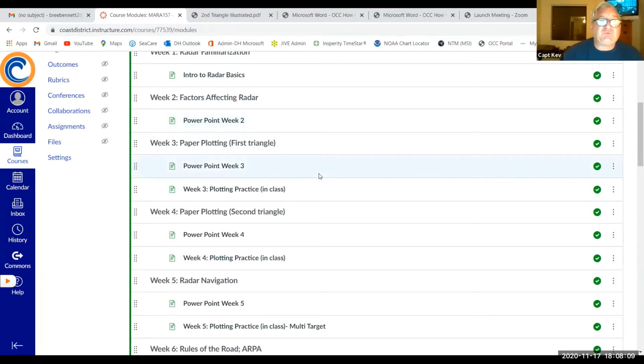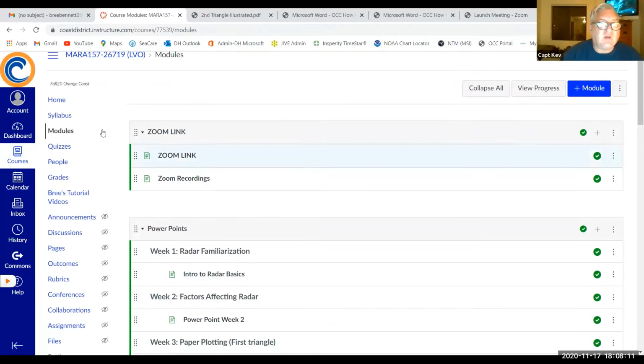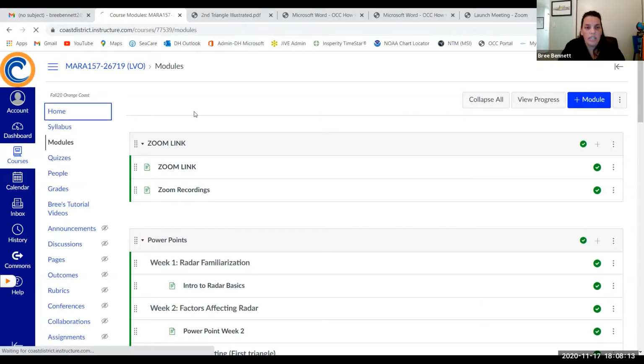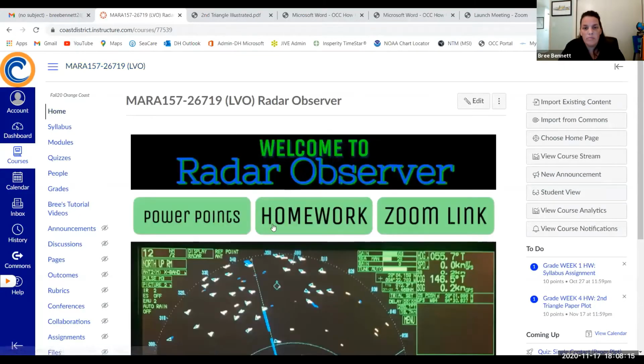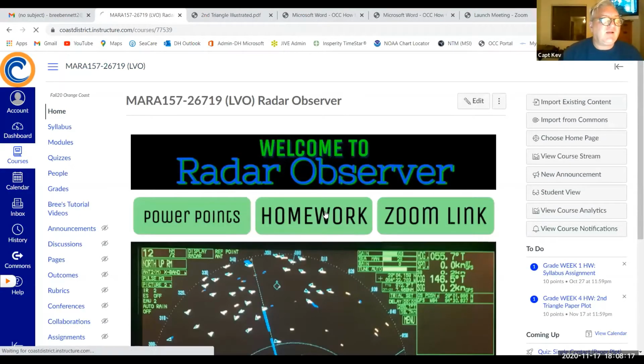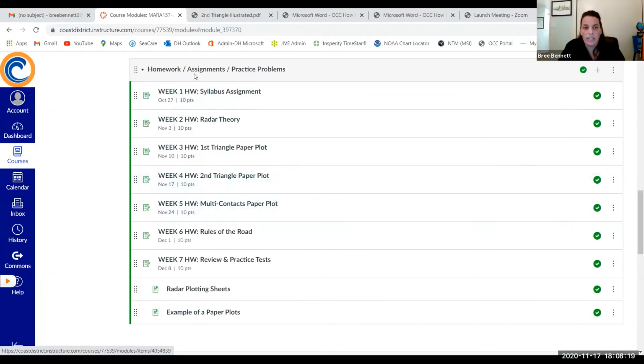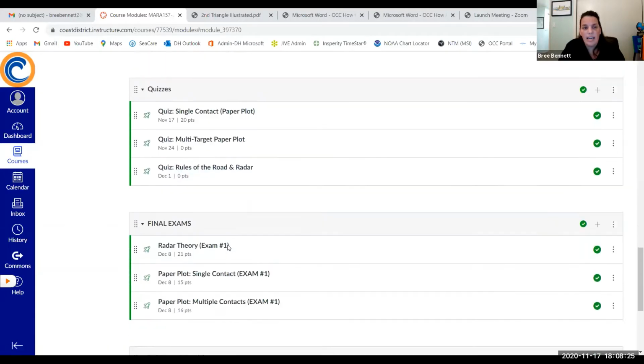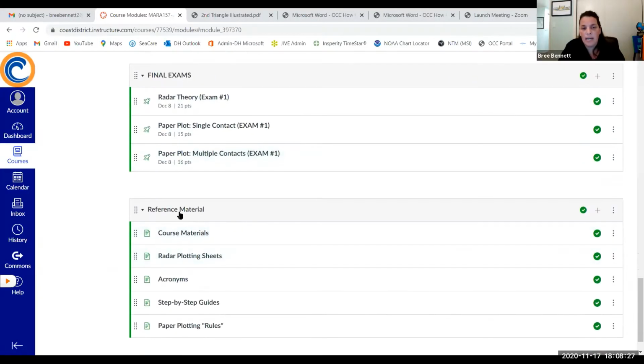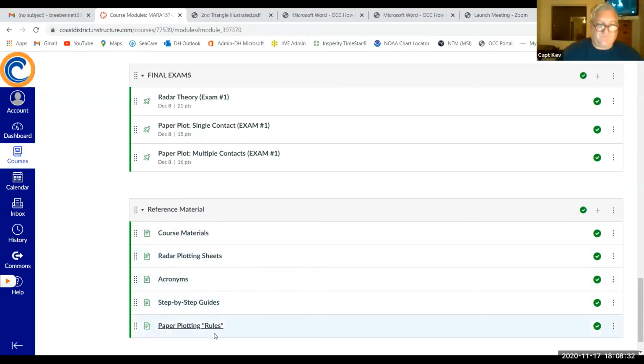Was that in modules? If you go to the home page, I like to click homework, because it brings me to the homework section, which has the example of paper plots. And then at the very bottom, I have my reference material. Okay. Thank you.